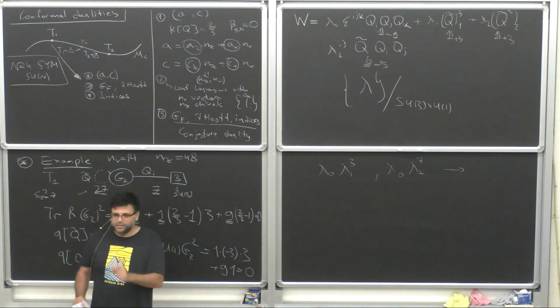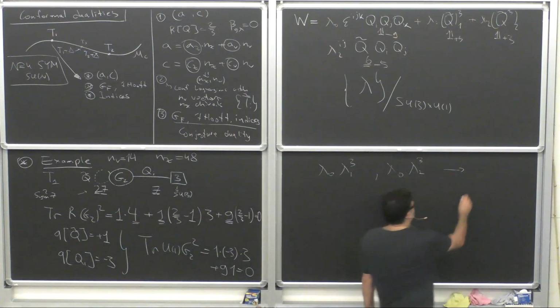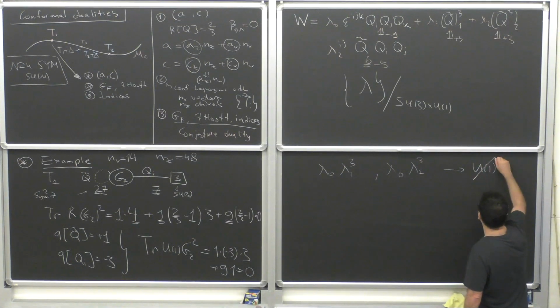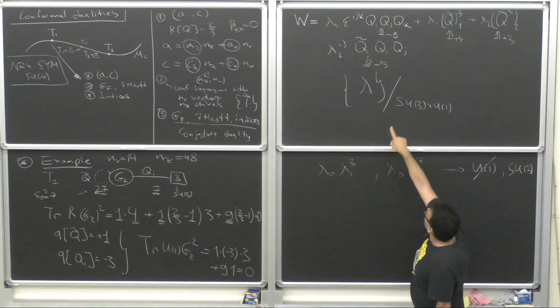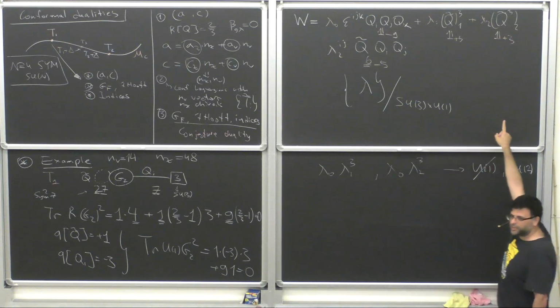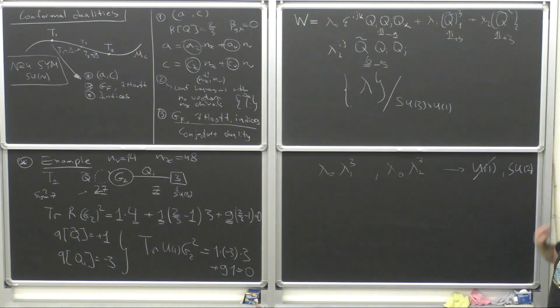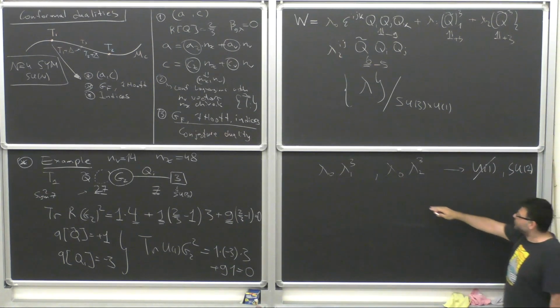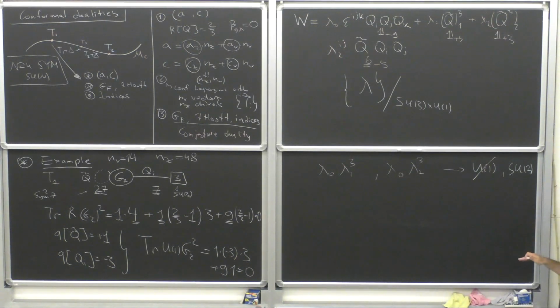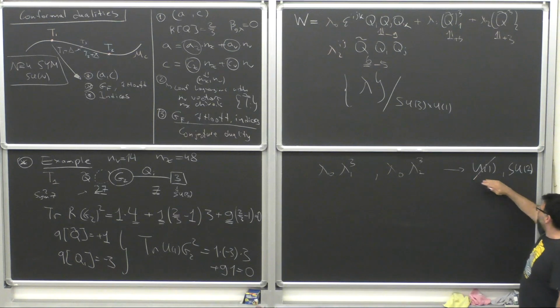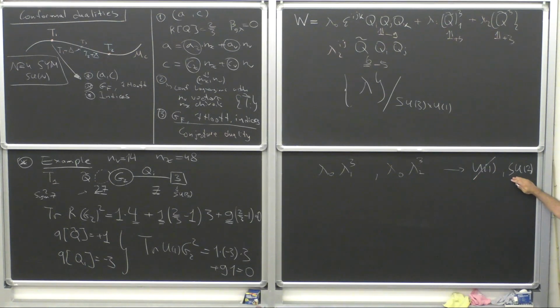Which one? SU3, right? So the U1 is broken, but SU3 is preserved. Why is U1 broken? U1 is broken because these operators in the first line are charged under this U1. Okay? So there are two directions on the conformal manifold that we already found on which U1 symmetry is broken, but SU3 symmetry is preserved.